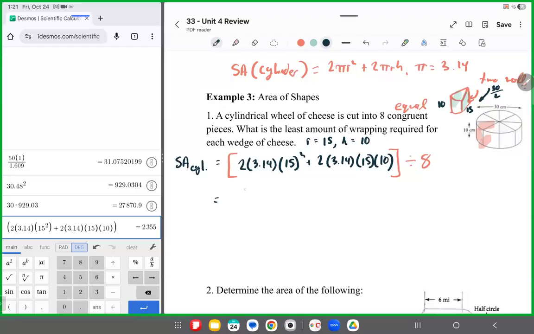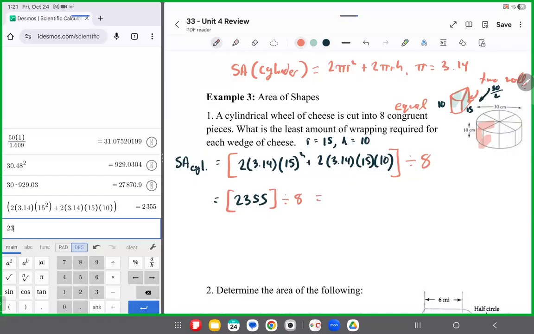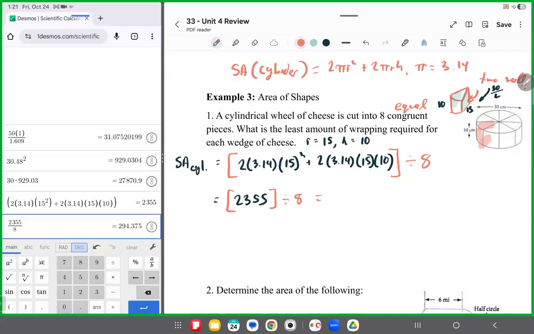So why don't we write that? So this will be 2,355 divided by 8, which means that the outside portion of that slice of cheese will be 294.38 after rounding, and these are in centimeters squared. So this is a big piece of cheese.